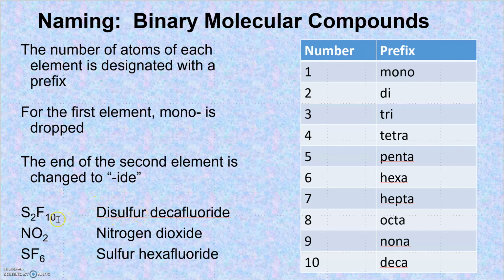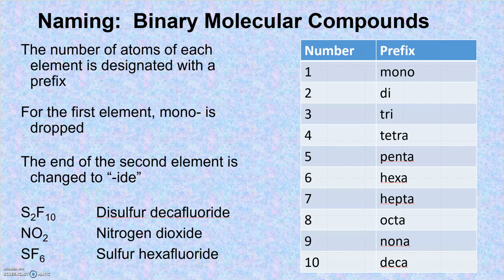And then I've got 10 fluorines. So I go to my prefixes, that's deca. And then I've got fluorine. I'm going to drop the INE and add IDE. So this would be disulfur decafluoride. The second one has just 1 nitrogen, so I'm not going to use mono, just nitrogen. Then I have 2 oxygens, so I need di, and then I change the end of oxygen to IDE, so nitrogen dioxide. And similarly, we only have 1 sulfur, so sulfur, 6 fluorines, hexafluoride.